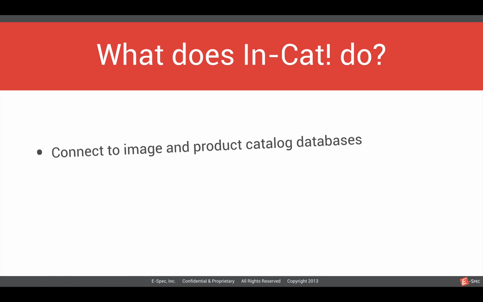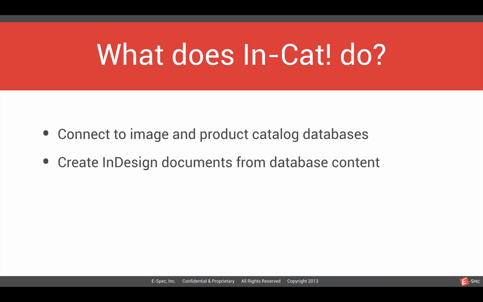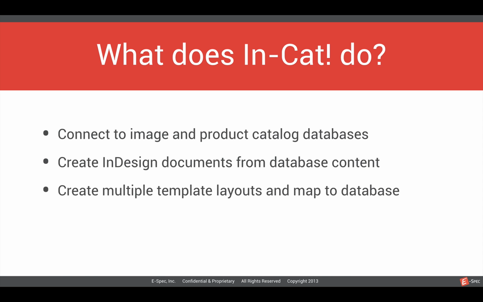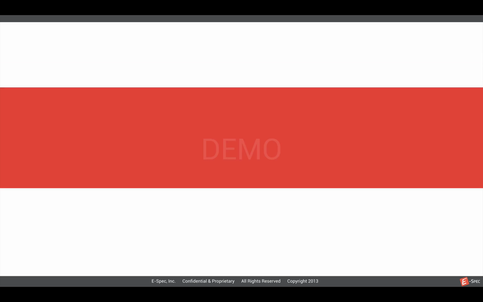Well, InCat provides a connection to a variety of configurable databases. Documents can be created and pull data and images from the database and from the network storage areas using a simple template layout. We can create the templates with ease, doing simple data mappings, and we can search our database for the products we need either by viewing the image or reading from a list. So let's take a look at InCat in action.